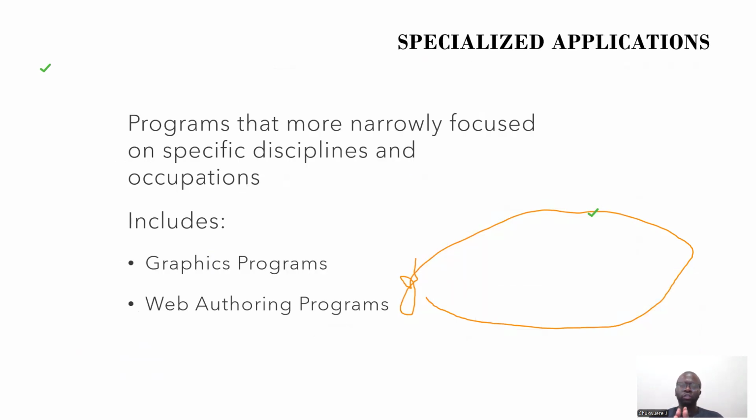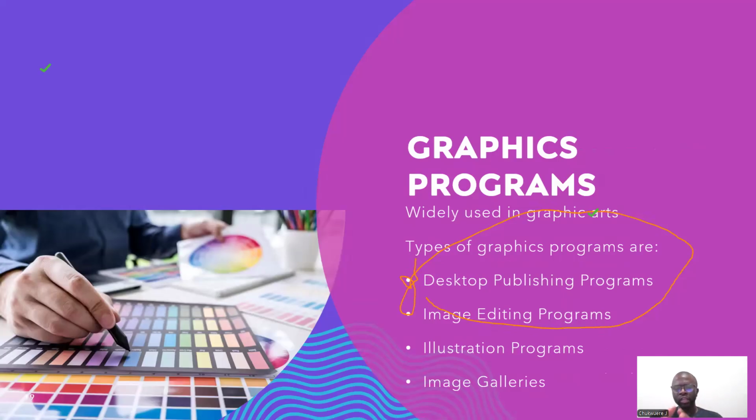Okay. Then we continue. And it says here, in all these things, there is what we call specialized applications. These are programs that are more narrowly focused on a specific discipline, occupation, a task, and so on and so forth. One of them is what? A graphic program, web authoring program. We're gonna see them. Now, a graphic program is widely used for graphic arts, for graphic purposes. As you can see what the picture is depicting, to draw.